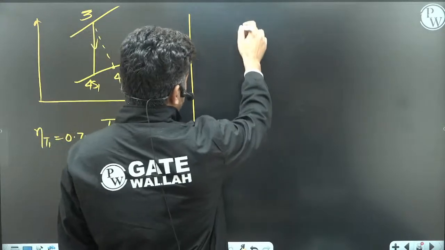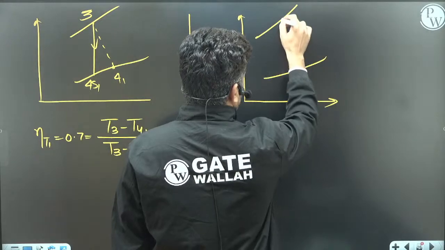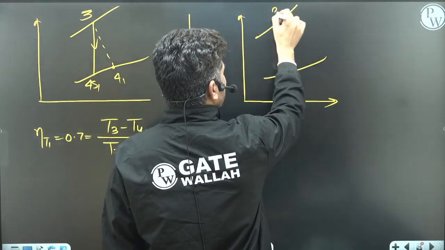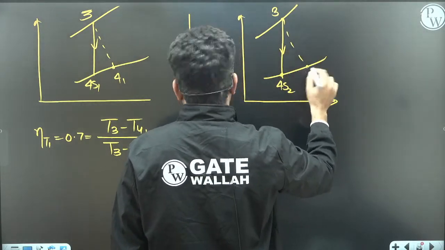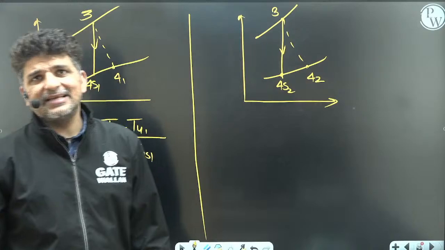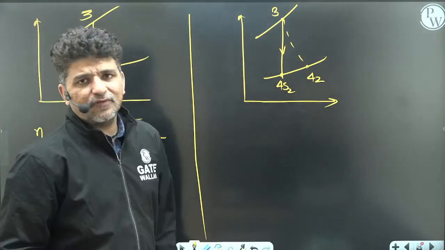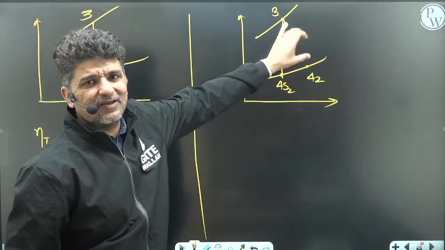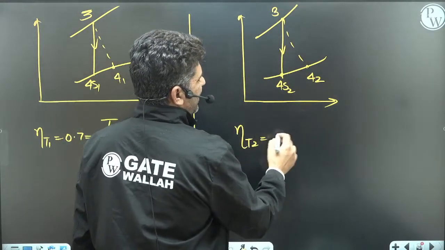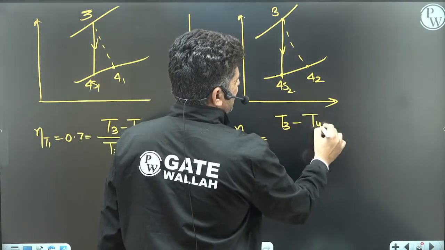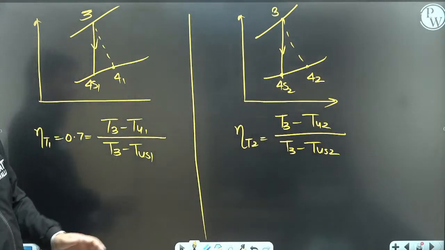Now in the second case, he says that the pressure ratio is increased to 5. So let's say the inlet condition is the same. This is 4S2 and this is your 4-2. Now he says the work output of the turbine remains the same. If the work output of the turbine remains the same, that means T3 minus T42. So the isentropic efficiency of turbine 2 will be equal to (T3 minus T42) divided by (T3 minus T4S2). So you see, these are the two efficiencies.